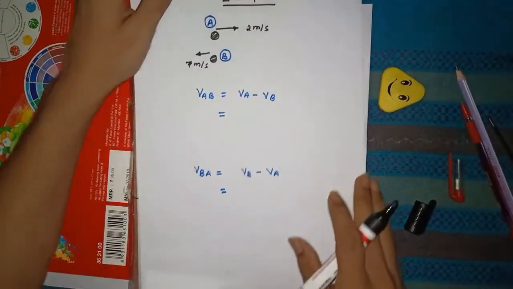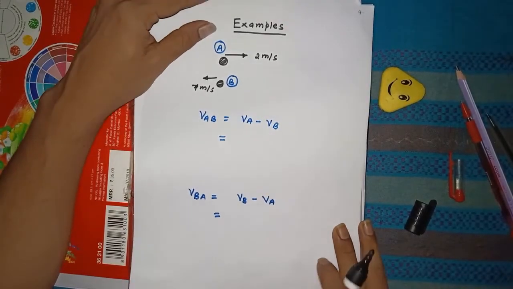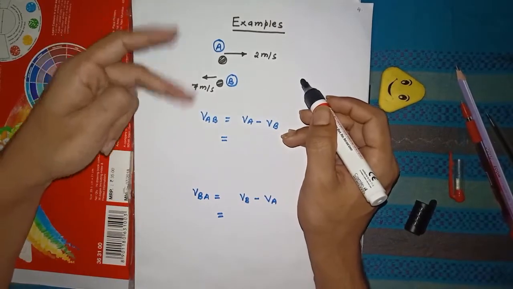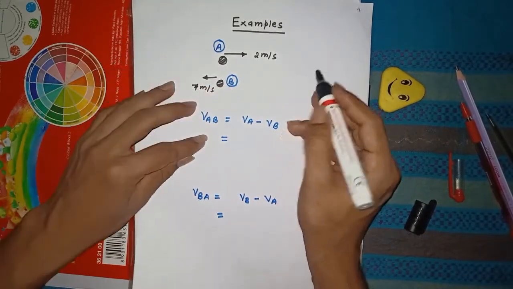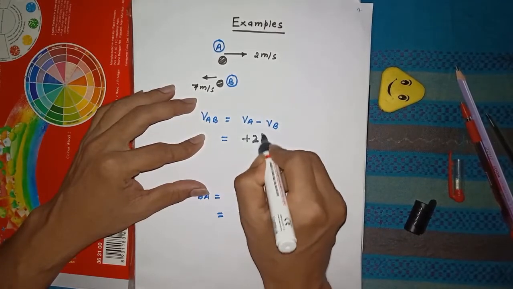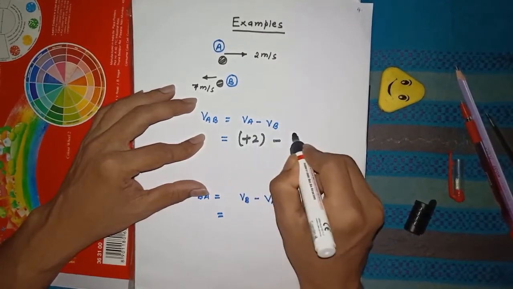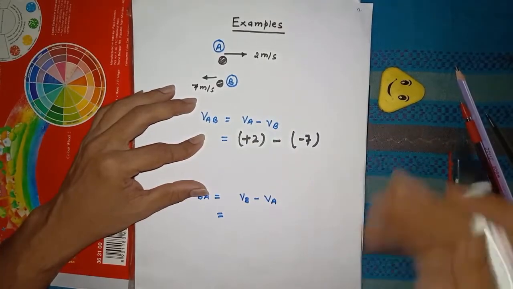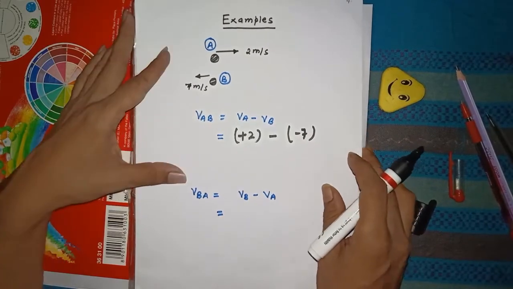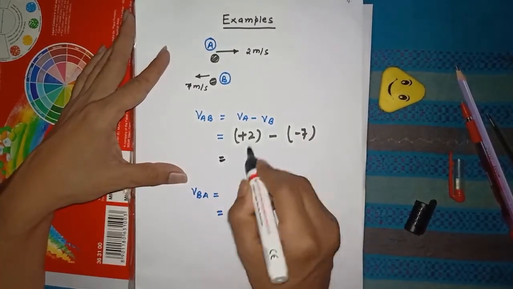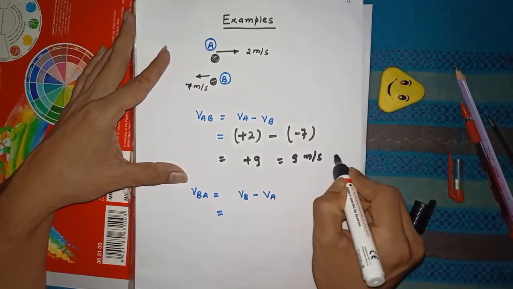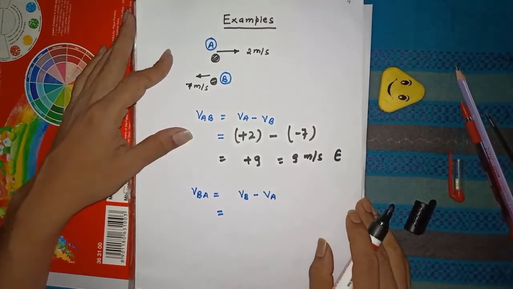I will give you some examples, you have to solve them so that you can understand. Here, if B sees A, its velocity must be plus 2 and minus 7. I have already told you that minus indicates the direction, and plus also indicates direction, so it becomes plus 9, meaning 9 meter per second towards east. Have you got my point?